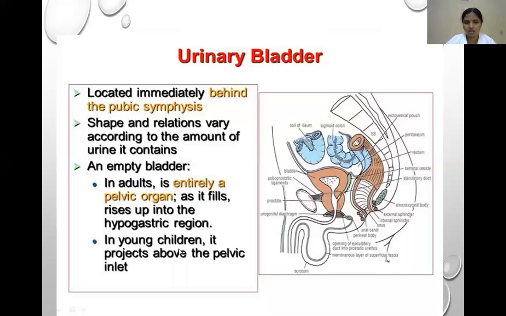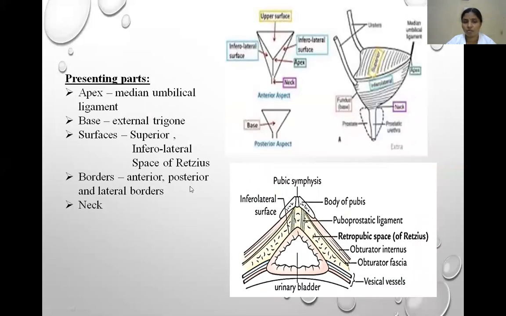So this is about the location. Now coming to the presenting parts. What are the parts of the urinary bladder? You should write each and everything. Now we are discussing the contracted bladder, the empty bladder. What is the shape? Tetrahedral, almost a wedge shape. For a wedge, what are the two different parts?